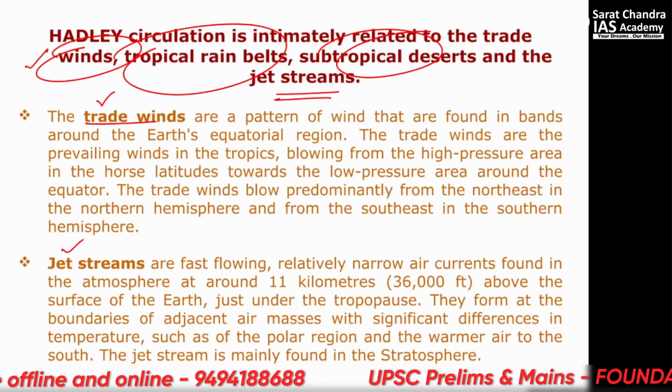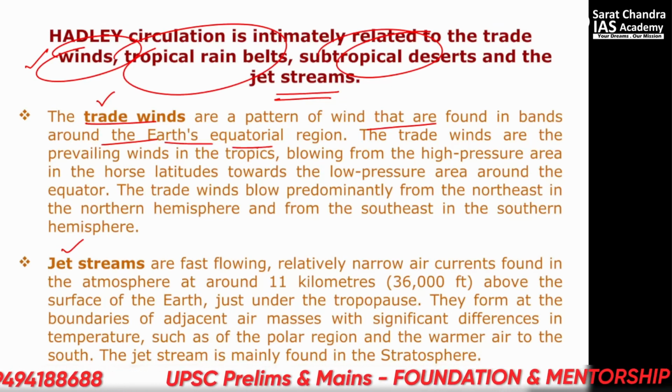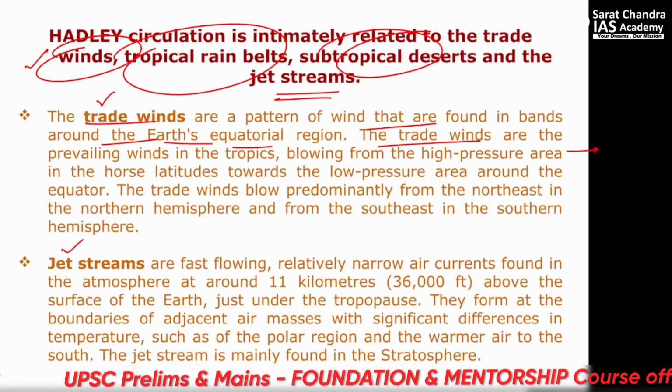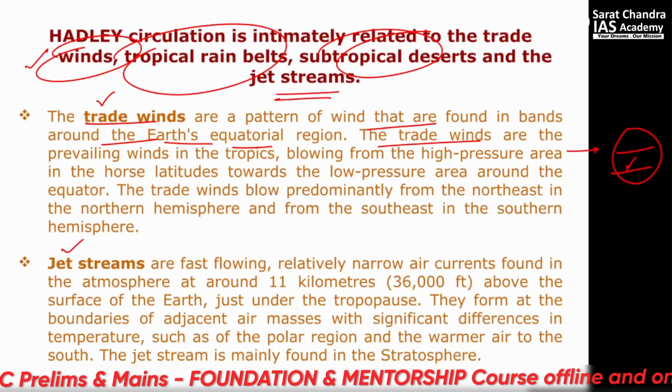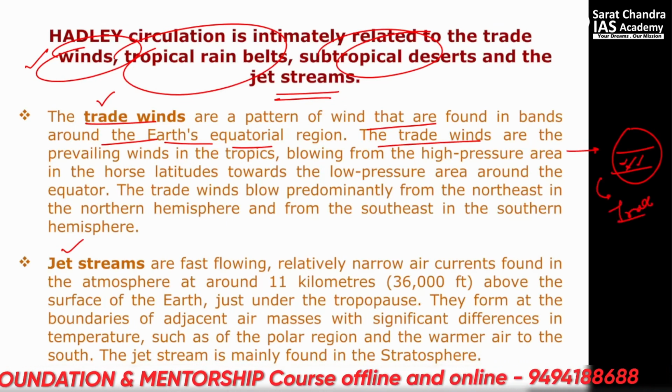Trade winds basically are patterns of wind that are found in bands across the Earth's equatorial region. Trade winds we have all seen. We always read about them. These are the trade winds. Why are they trade winds? Because they help during the trades, sea trades.